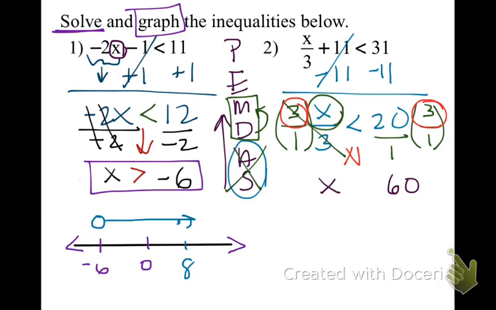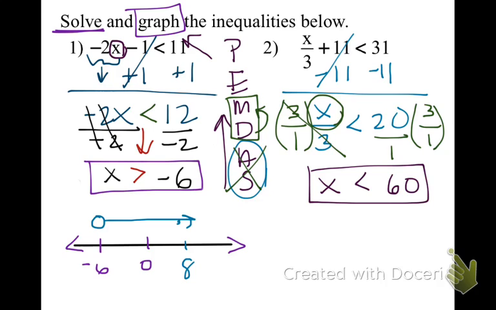No, it is not. It's going to stay exactly the same because we're not multiplying by a negative. So x is going to be less than 60, and this is going to be your answer. But I'm not done yet. Remember, we still have to graph this.